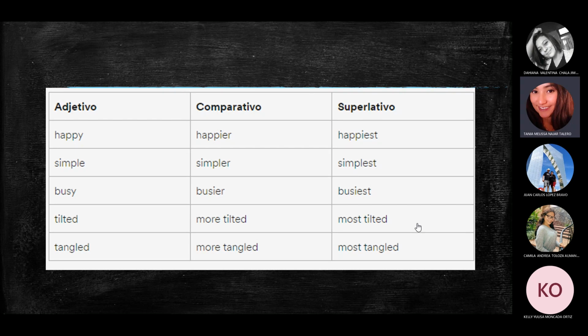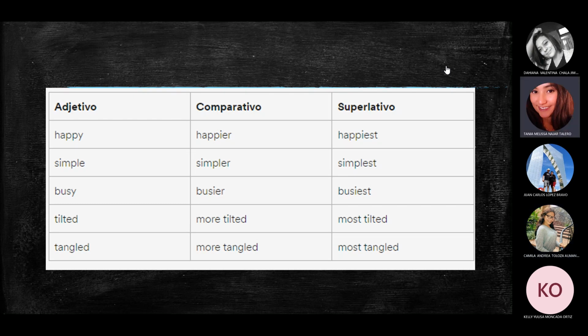I'm going to ask you the question again. Can you tell me why, in this case, we change Y to an I, and we can't put both of these letters together, Y and I? Because before the letter Y is a consonant, and when we have a consonant before the letter Y, we have to change it to an I, and it depends if it's comparative or superlative.